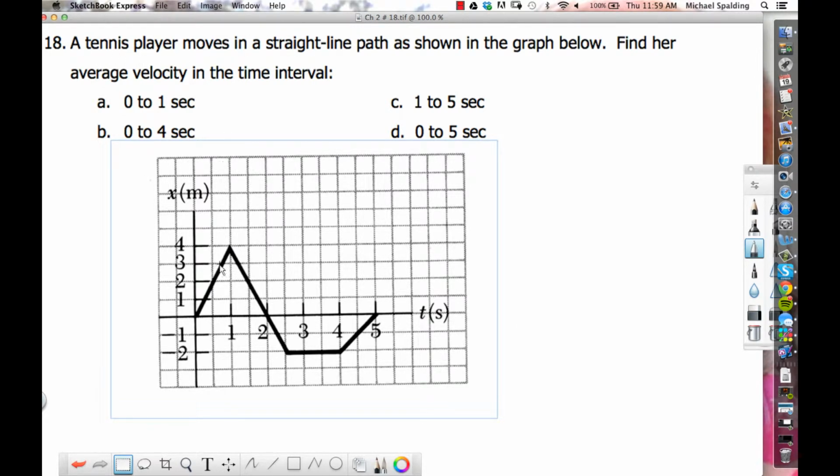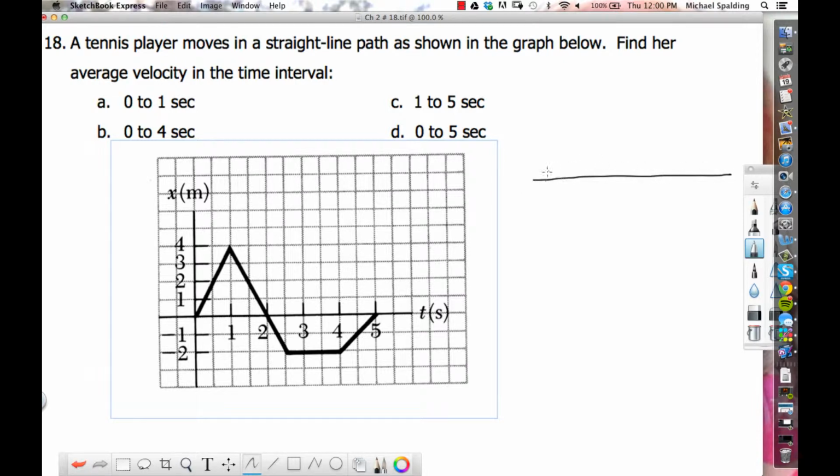So we have a tennis player moving in a straight line path as shown in the graph below. You look at this and you're like, straight line path? What? This is going up and down. Is it possible to be moving in a straight line path? Yeah, because this is a graph of this tennis player's position as a function of time.